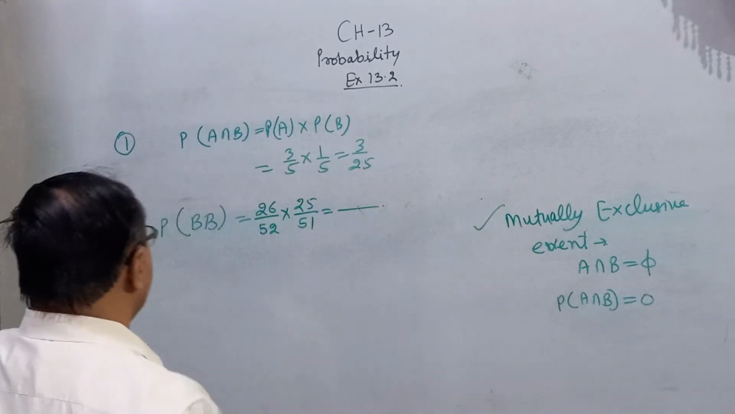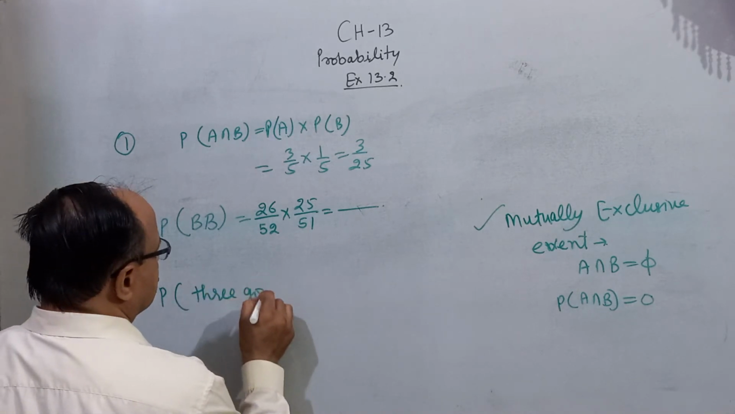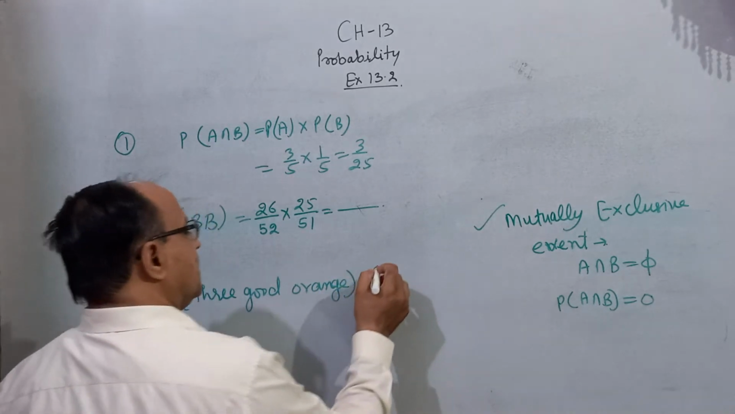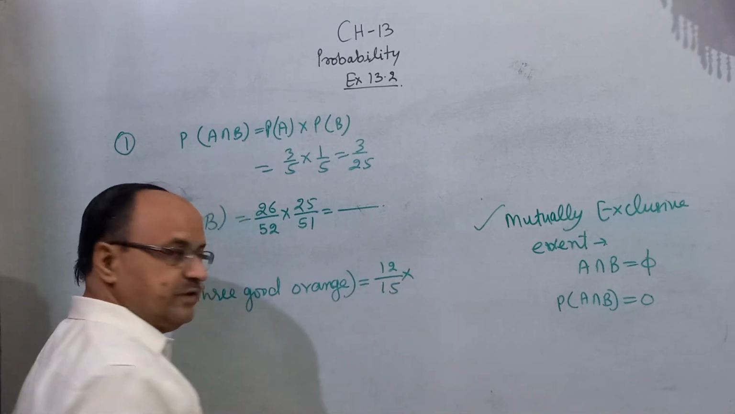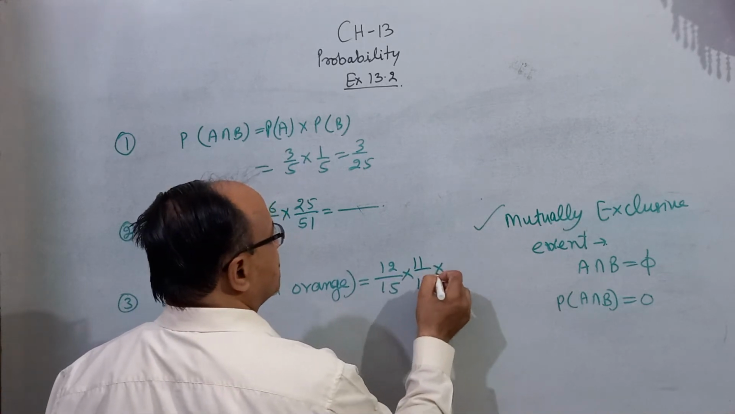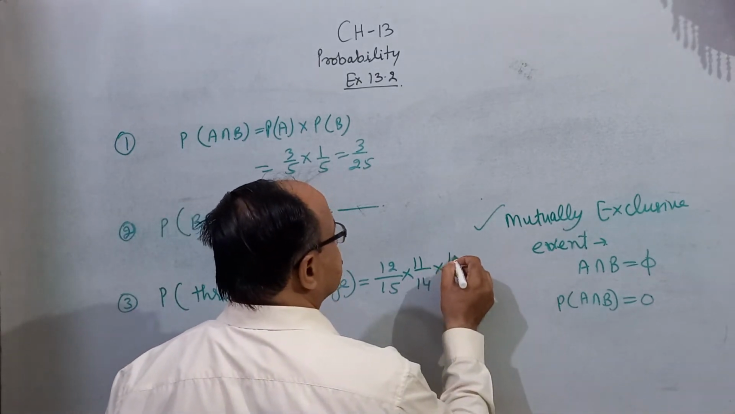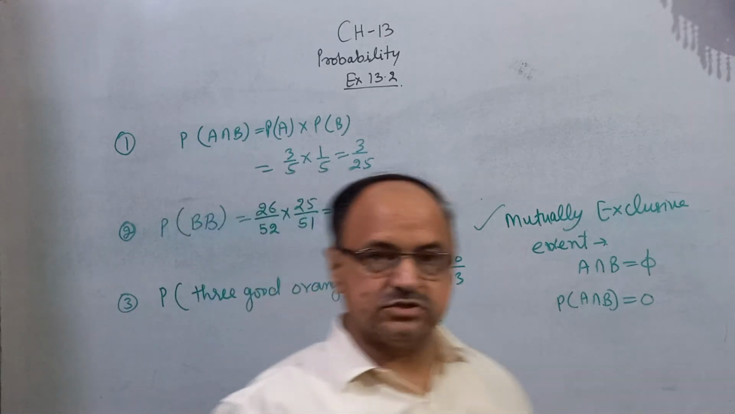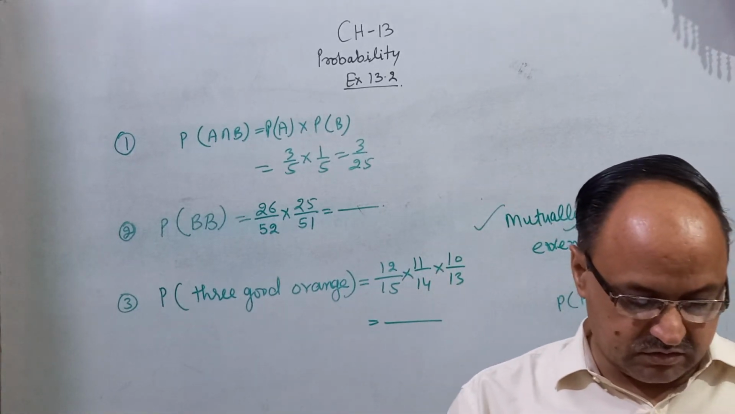So the probability of 3 good oranges: there are 12 good oranges and total 15. This is the probability of the first orange. When you draw the second, the probability is 11 by 14, because it is the case of without replacement. And for the third, the probability is 10 by 13. This is the answer. You can solve the easy exercises. Now I solve question number 7.